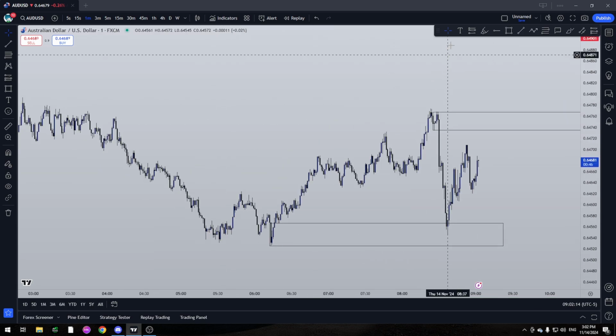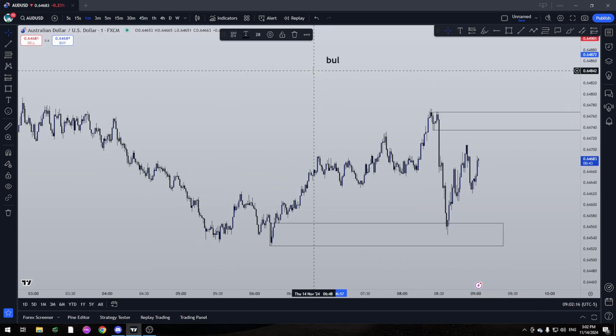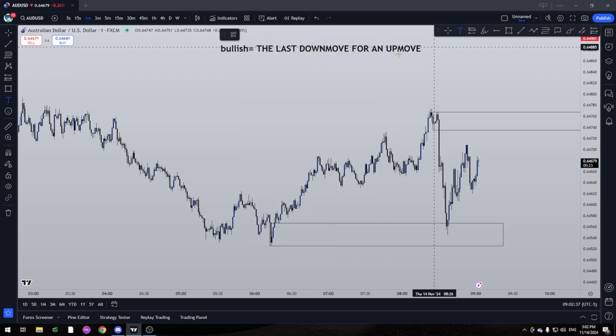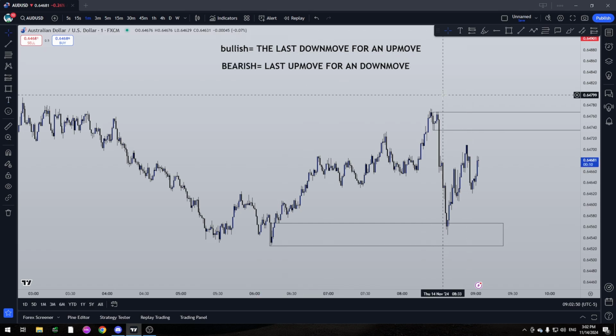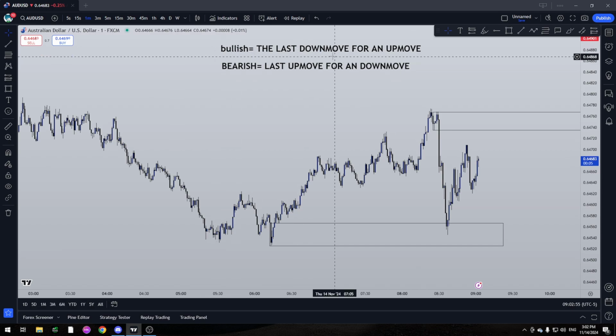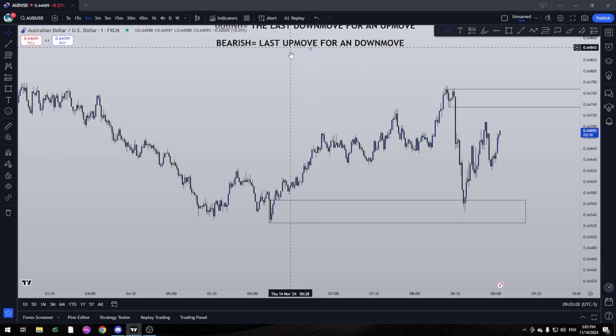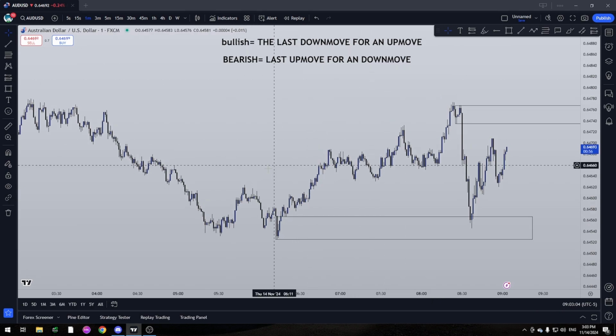I'm gonna write it down: for bullish, it's the last down move before an up move, and the last up move for bearish. So what do we mean by that? The market is going bullish, so you want to look for buys, right? Institutional bullish zones. What do we see? And how is a move valid? Right here, you can see the market is moving up. So what do we look for? A strong down move before an up move.